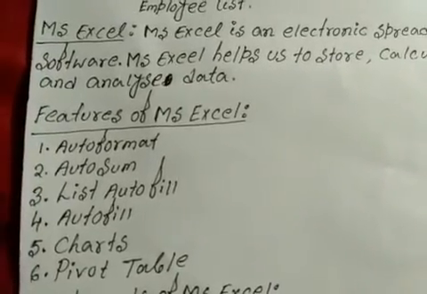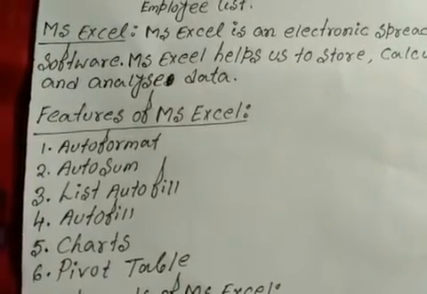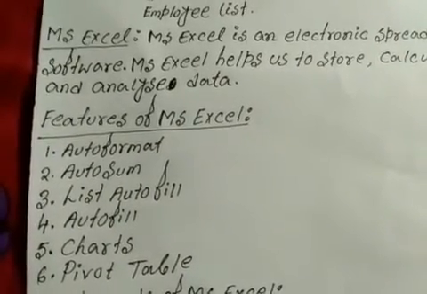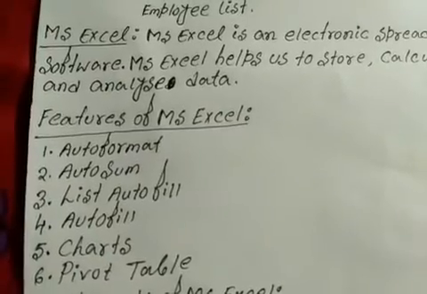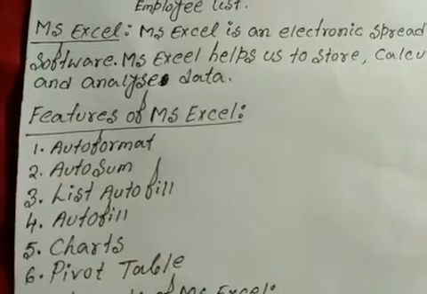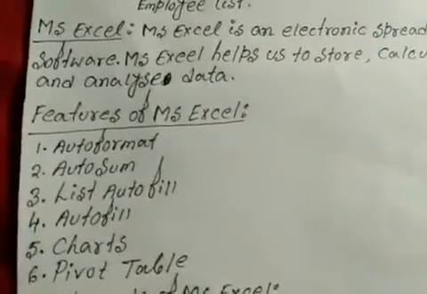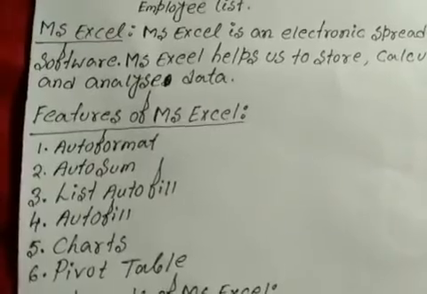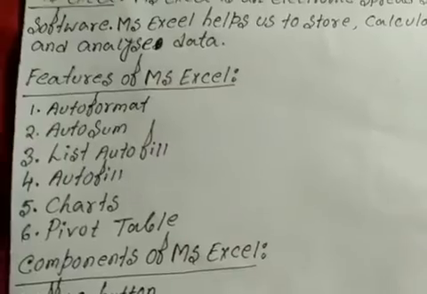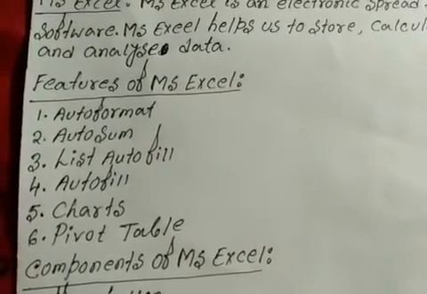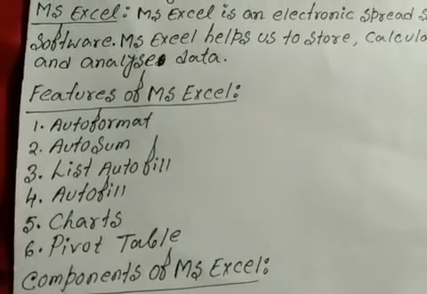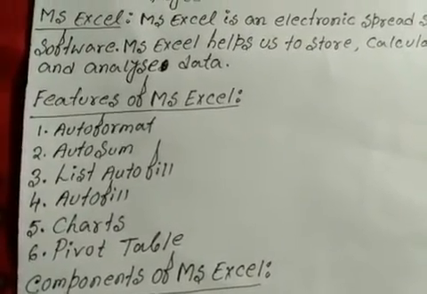Then autofill. It allows us to quickly fill cells with repetitive or sequential data, such as chronological dates, numbers, and repeated text. It can also be used to copy functions. Then charts. These features allow us to represent our data graphically in the form of column chart, bar chart, line chart, pie chart, and more.